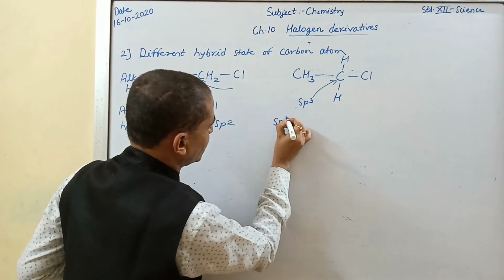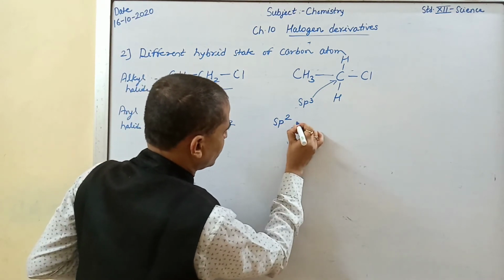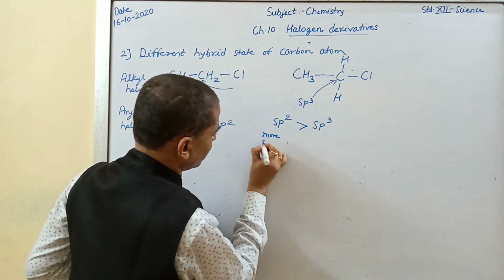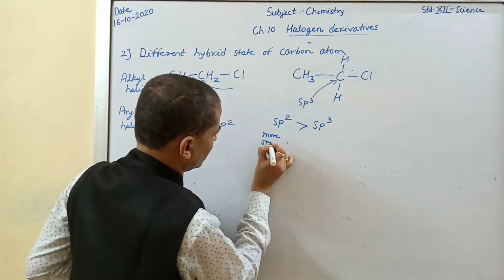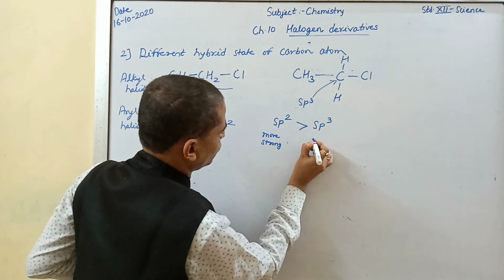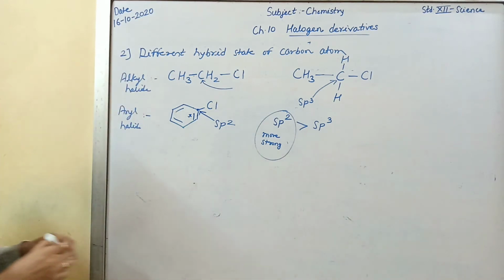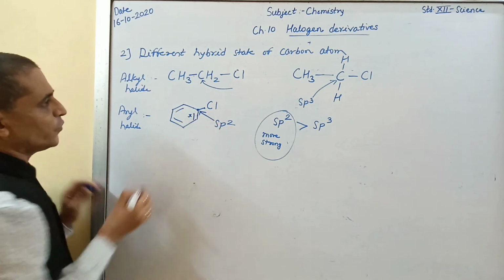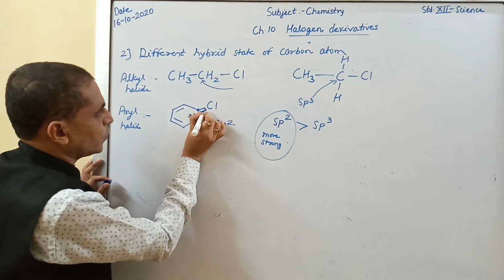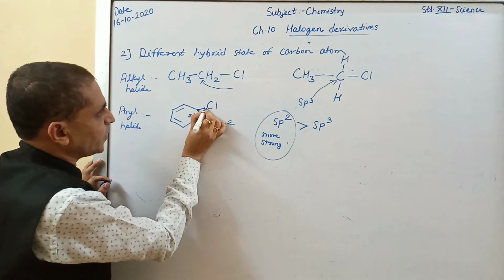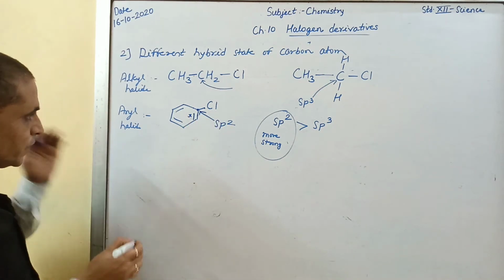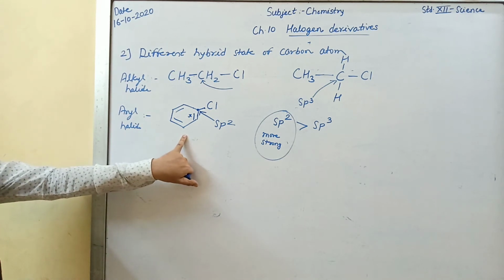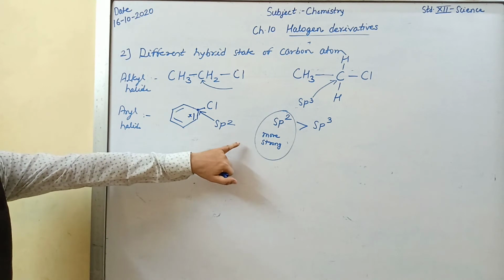So which is the stronger? You know that sp2 is stronger than sp3, more stable or more strong as compared to sp3. And therefore it is very difficult to break this bond, very difficult to attack or to replace chlorine by another nucleophile. So this is one reason aryl halide show less reactivity towards nucleophilic substitution reaction.